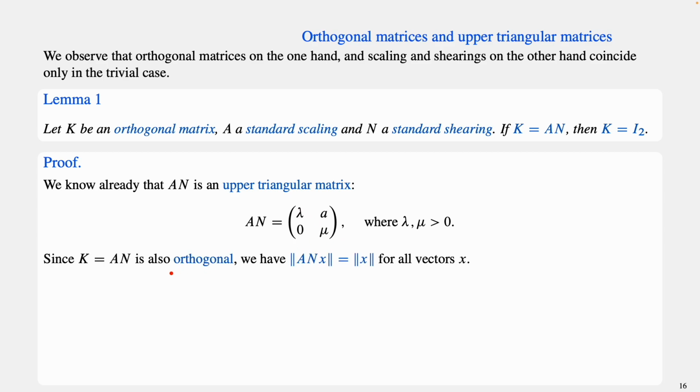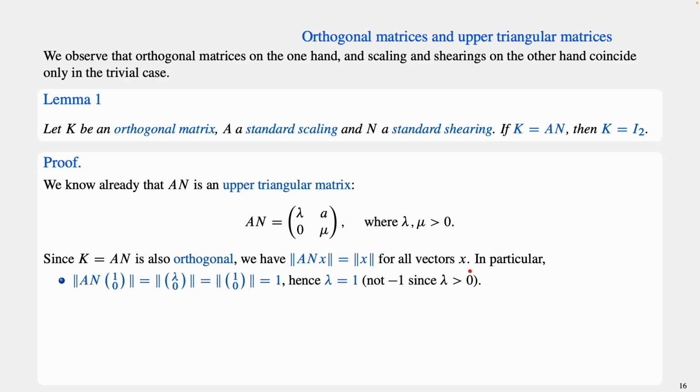And now we see what this transformation does if we apply it to certain vectors. Since we assume that AN is equal to an orthogonal matrix K, so that this matrix here is also orthogonal, it means that the norm of AN times X equals the norm of X for all vectors X. And now let's see where this leads us if we apply it to certain vectors.